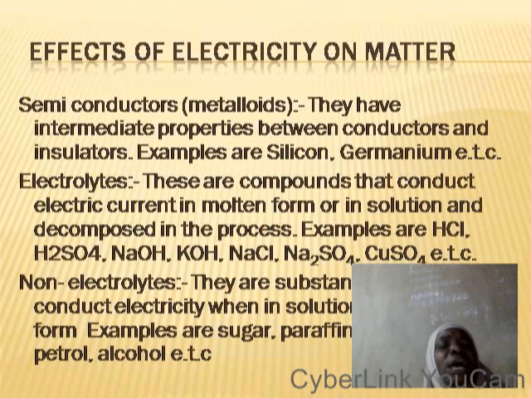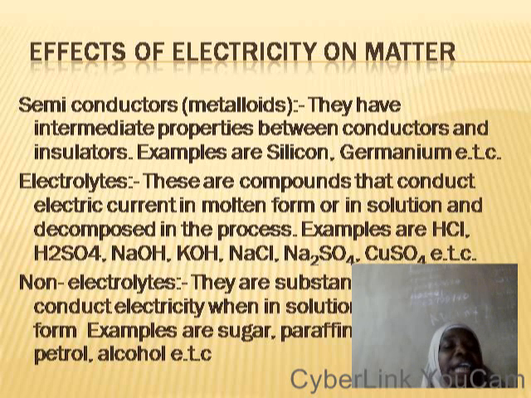Now, we also have semiconductors. The semiconductors, we call them metalloids. They are intermediate. That means they have properties in between the conductors and insulators. Examples are silicon, germanium, arsenic, and so on.